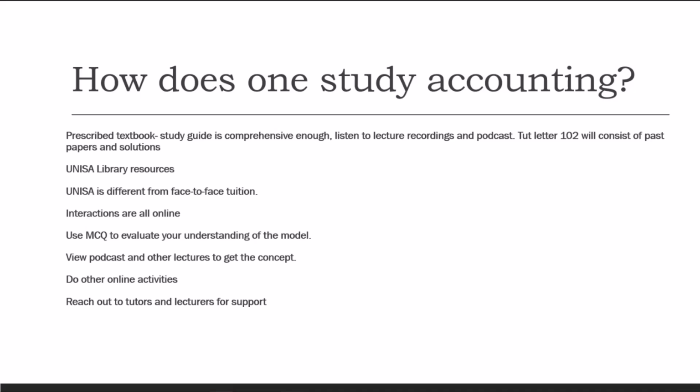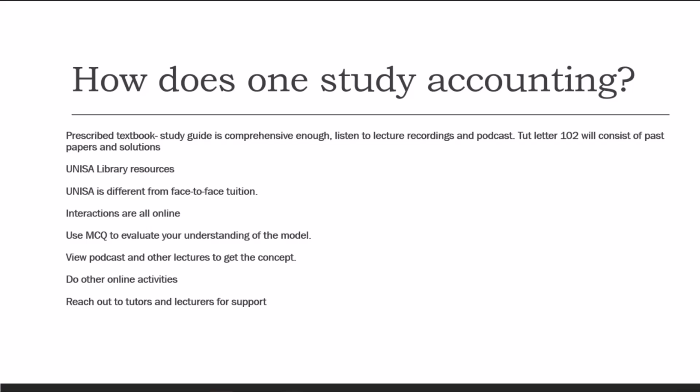How does one study accounting? If you don't understand a principle from the tutorial letter, only then will you have to go to the prescribed textbook. I've studied through UNISA before, I did my CTA through UNISA, and they really break it down to the level that you would get to understand. The study guide is comprehensive enough. You listen to the lecture recordings and the podcast. Tutorial Letter 102 consists of past papers and solutions which you can use. But you only start using Tutorial Letter 102 after you've understood the principle and practiced it to have a feel of how it goes, and before you sit down and go according to the time.